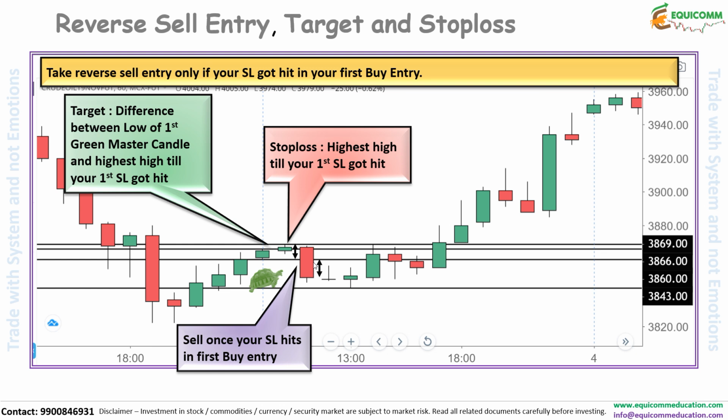Clear? Right? So here, what is your stop loss? 3870, and your entry price is 3859, right? So your stop loss is 11 points. Remember this. We have sold at 3859, and your target is 11 points. So your target will come to 3848 rupees. Okay, hope you would have got crystal clear clarity with respect to reverse sell entry.